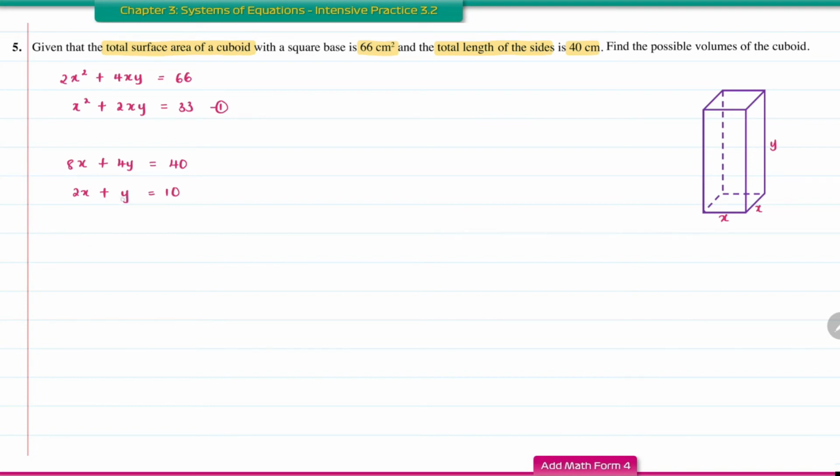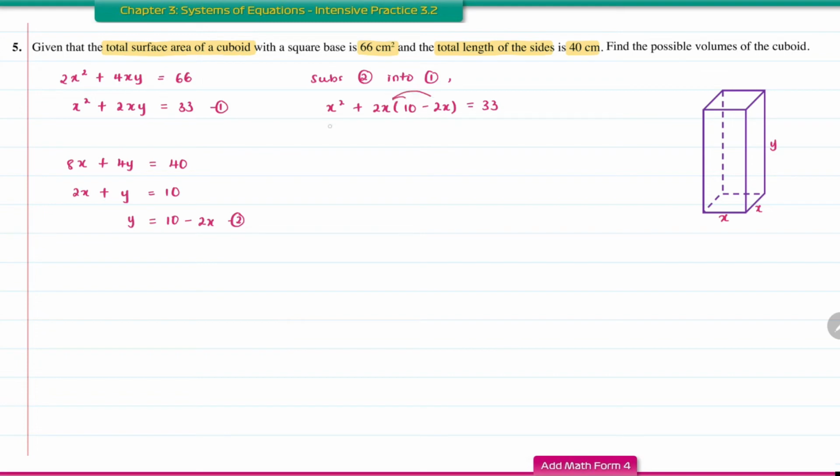And as the coefficients of y is equal to 1, therefore I'm going to choose the y here to become the subject of the formula. So y is equal to 10 minus 2x. Alright, so this I'm going to label it as my equations number 2. So now we're going to solve these simultaneous equations. So we're going to substitute the equations 2 into 1. So x squared plus 2x, so the y is 10 minus 2x equal to 33.